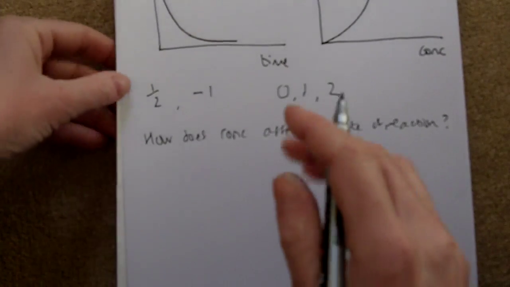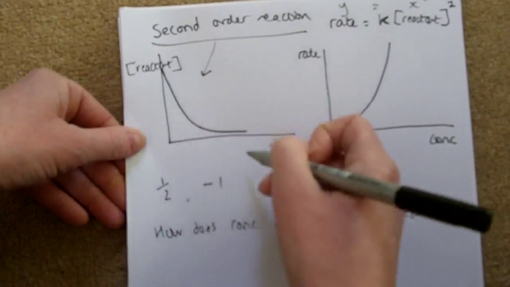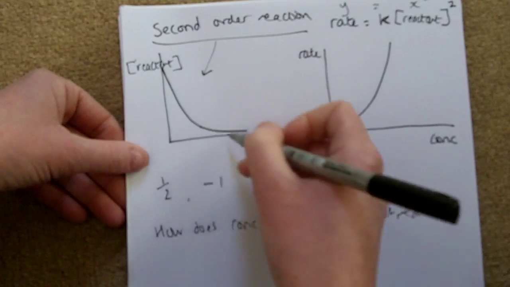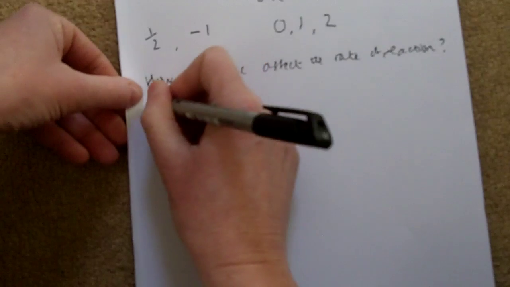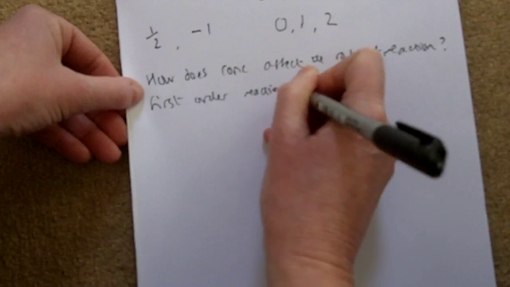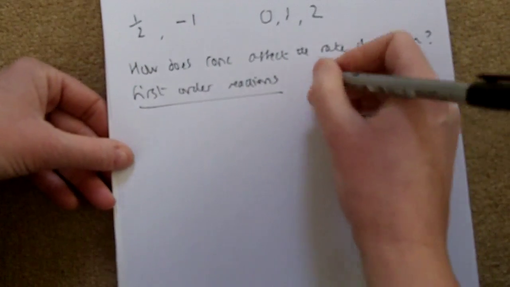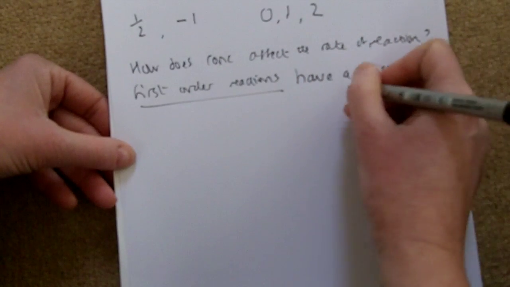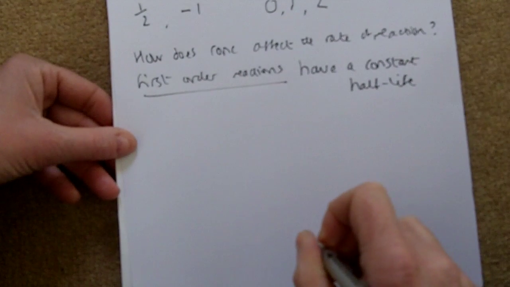Now remember when I said that this one here, a second order, concentration of reactant versus time, looks really similar to the first order, but it's steeper. But how can you actually tell the difference? Well, first order reactions are quite special. If you do physics, you might have come across this. First order reactions have a constant half-life. So this is like radioactivity. Radioactive elements have a constant half-life.